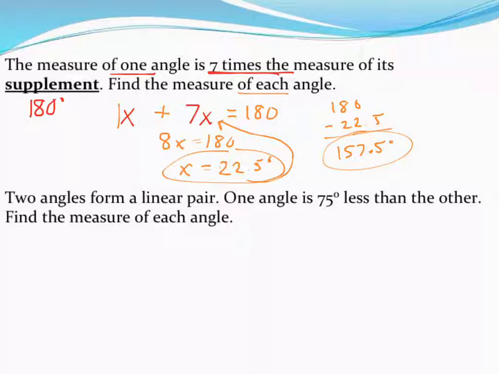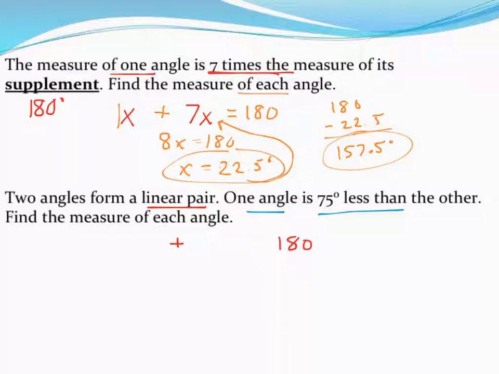All right, let's try one more of these. This time they tell me that two angles form a linear pair. Well, again, there's your key word that's telling you two angles are going to be adding up to 180 degrees, just like supplementary angles. So let's see what they give us in terms of angles this time to finish writing our equation. They say that one angle is 75 degrees less than the other.